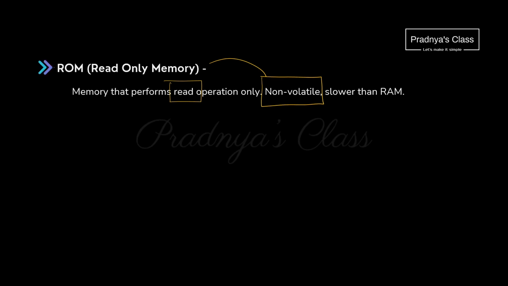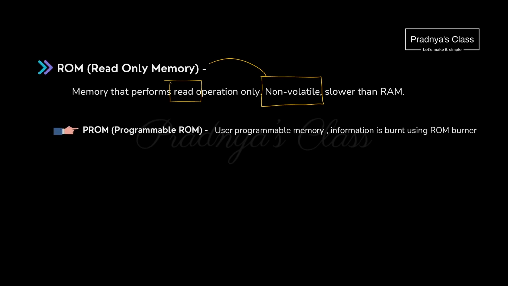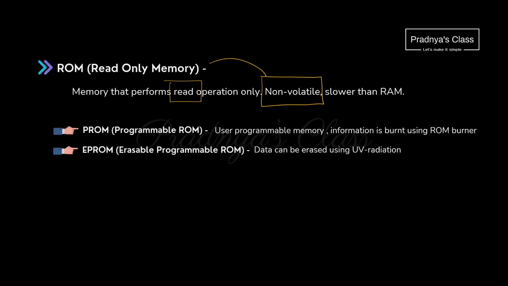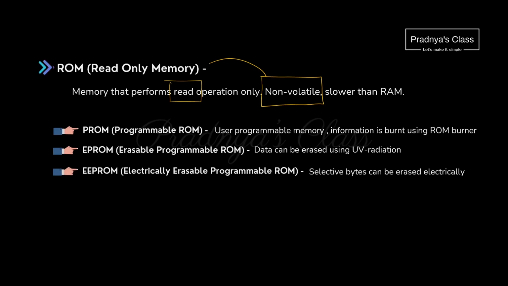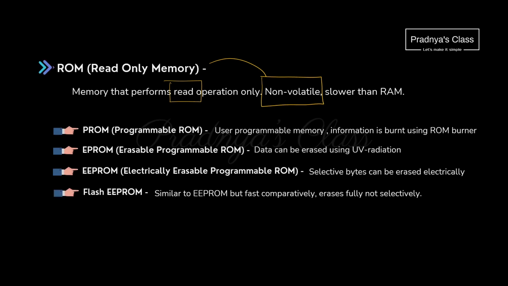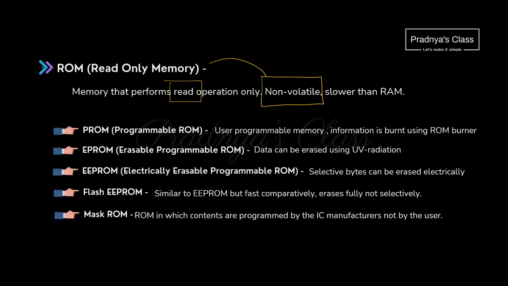The first is programmable ROM, that is PROM. The next one is EPROM, erasable programmable ROM, followed by EEPROM, electrically erasable PROM. The fourth one is Flash EEPROM. And here is the last one, mask ROM. Based on how we can modify the data which is already written to the ROM, we have these different types of ROM.